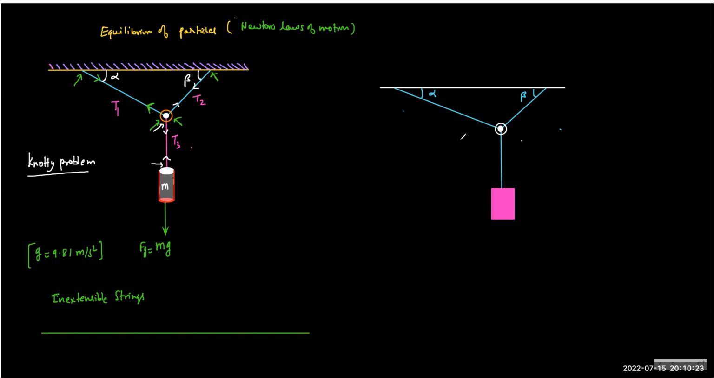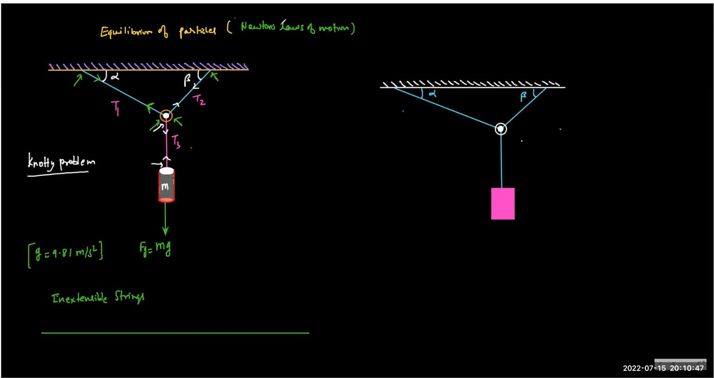Okay. Now, how do we solve the knot problem? You can see clearly that these three forces, T1, T2, T3, are these forces creating any motion? Is the knot moving or swinging here? The answer is no.